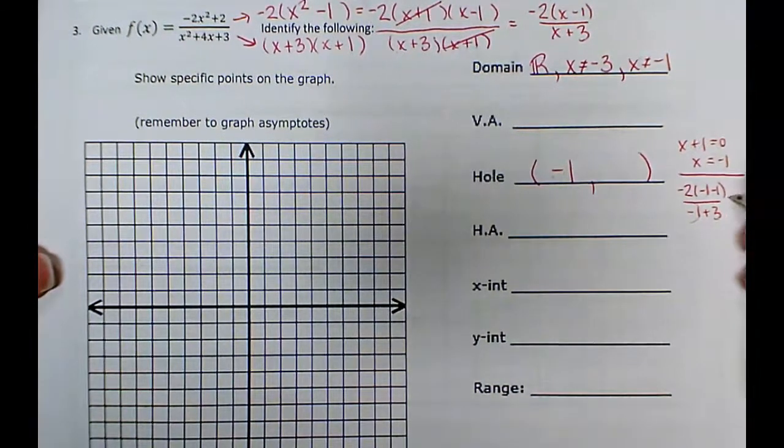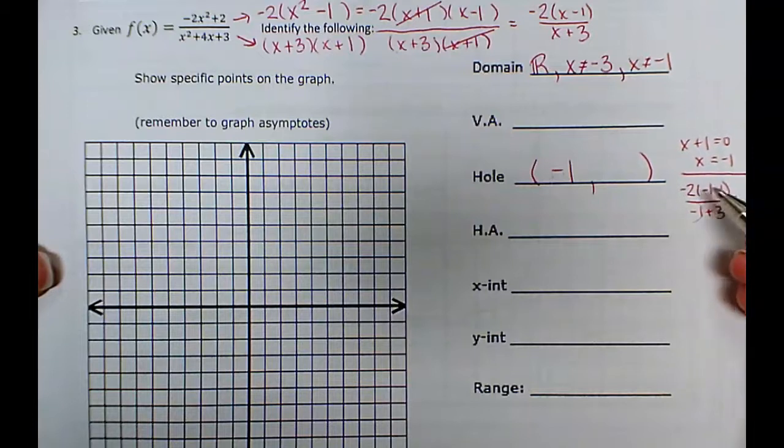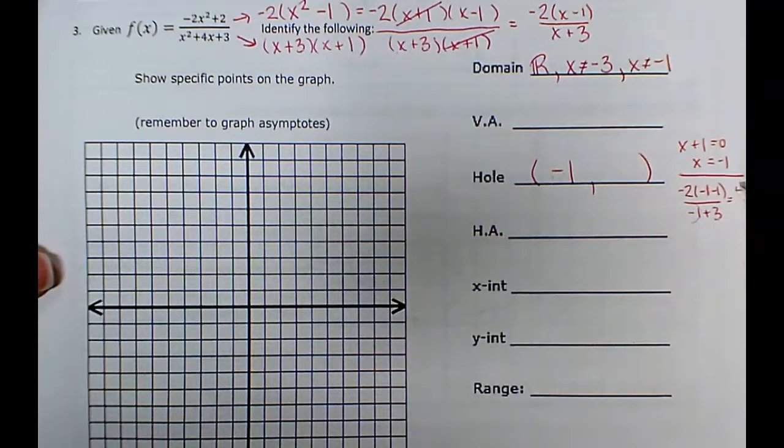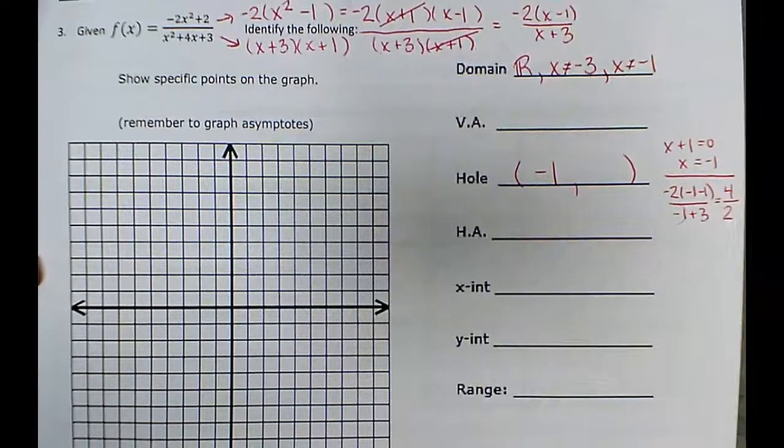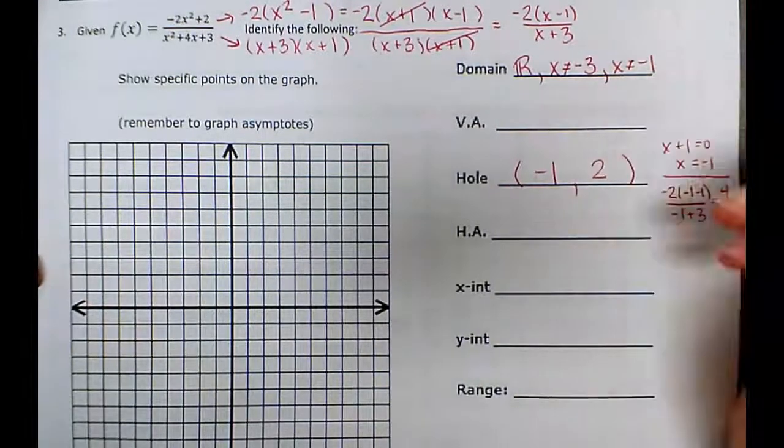When I do negative 1 minus 1, that's a negative 2. And negative 2 times negative 2 is 4. Negative 1 plus 3 is 2. And 4 divided by 2 is 2. So there's the hole.